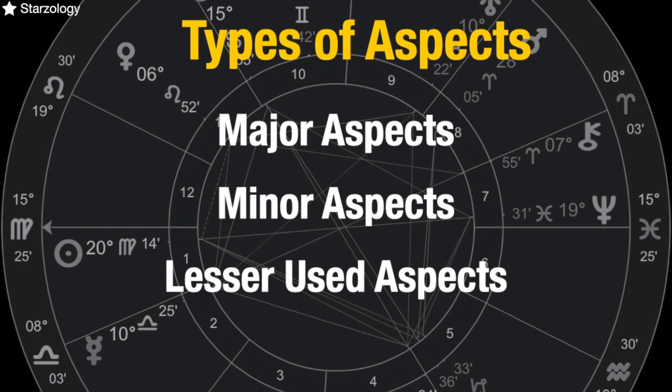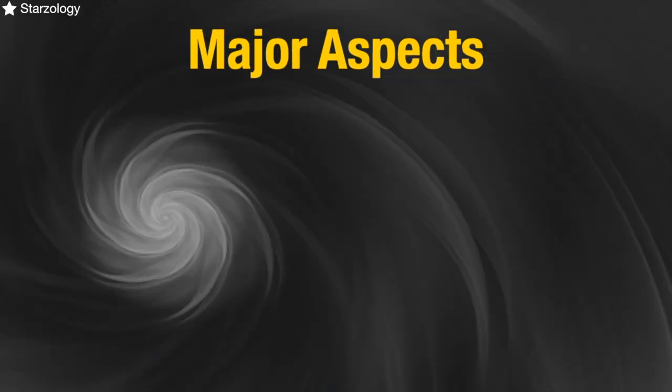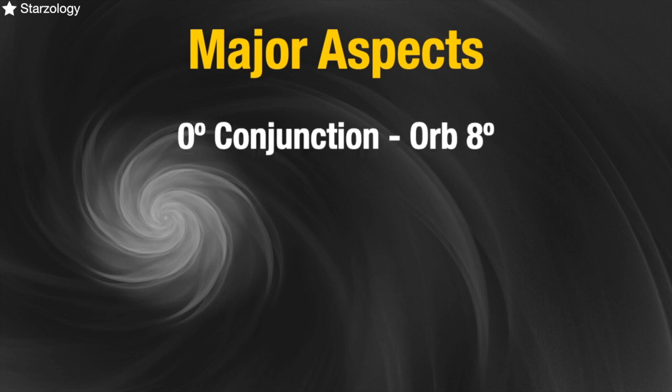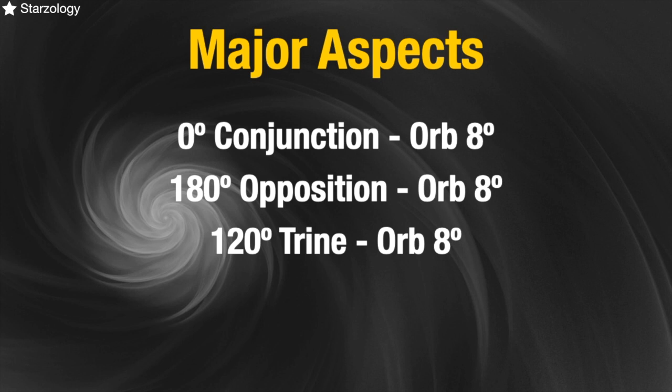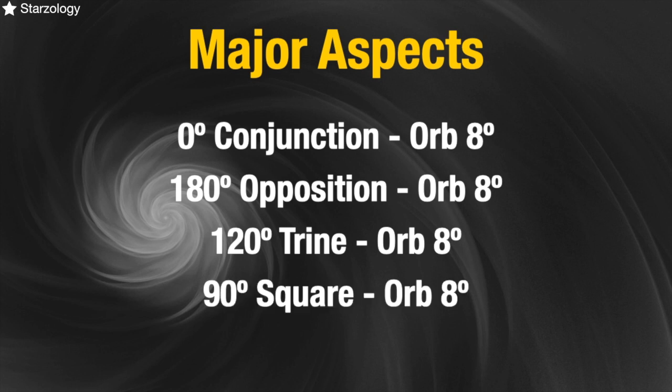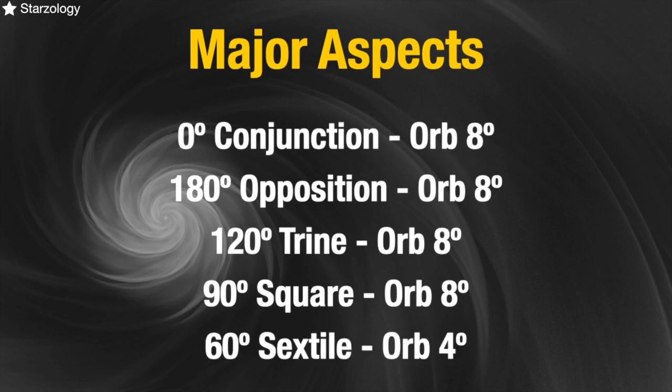So in our major aspects list, we have the 5 major aspects, which are the conjunction, that's 0 degrees with an orb of 8, the opposition, which is 180 degrees with an orb of 8, the trine, which is 120 degrees with an orb of 8, a square, which is 90 degrees with an orb of 8, and the sextile, which is 60 degrees now with an orb of 4. So those are your 5 major aspects. They're also known as Ptolemaic aspects. So you may have heard of these already.